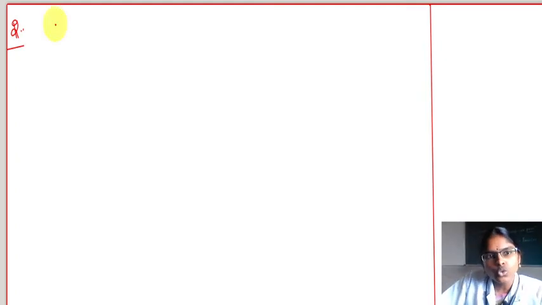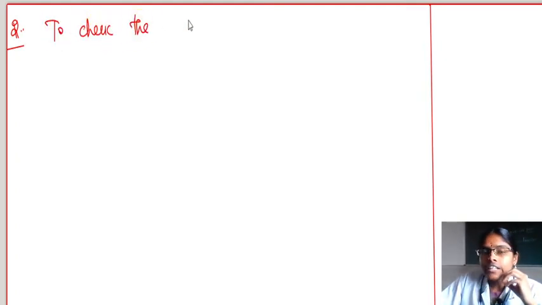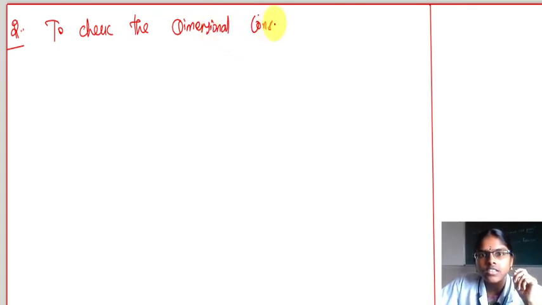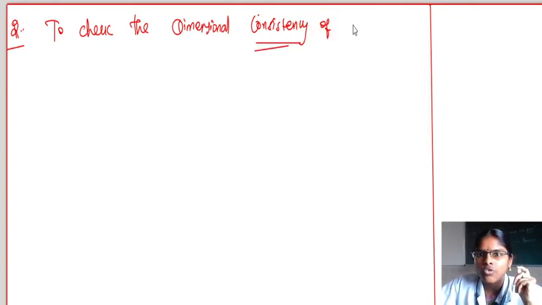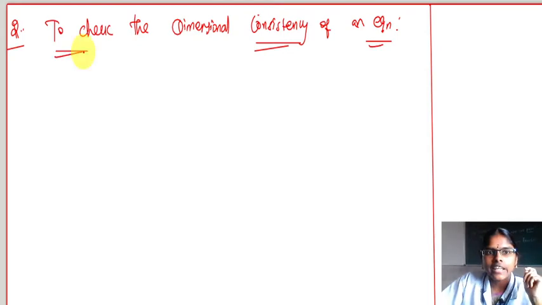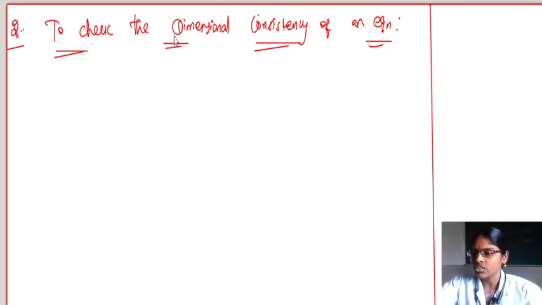The second application of dimensional analysis is that it is used to check the dimensional consistency of an equation, right? So this is the second use of dimensional analysis. Let me explain the topic first of all.